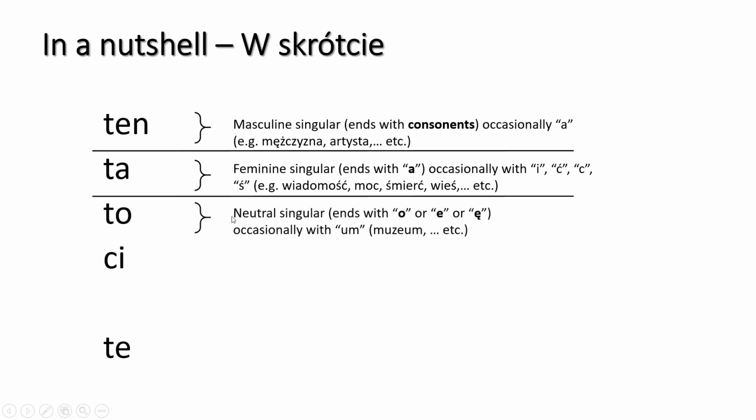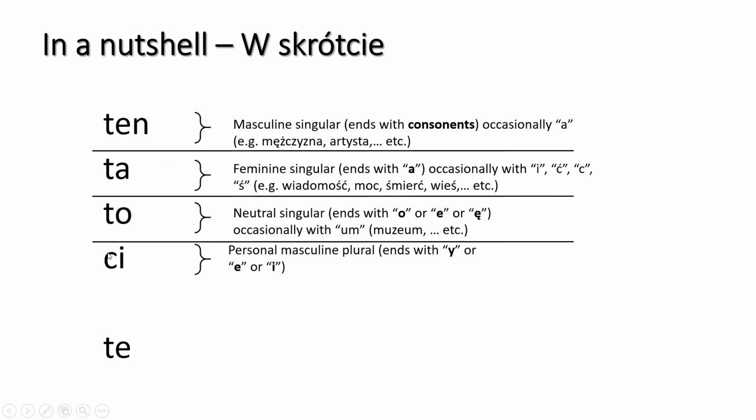Neutral singular ends with, as we said, o, e, ę, and occasionally um, like muzeum, liceum. Muzeum is museum, it's obvious. In general it ends with o, e, and ę, like imię, zwierzę. Imię means name, zwierzę means animal. So these are neutral words. And keep in mind, these are loyal neutral, they stay neutral in the plural. We're going to talk about this in a sec.